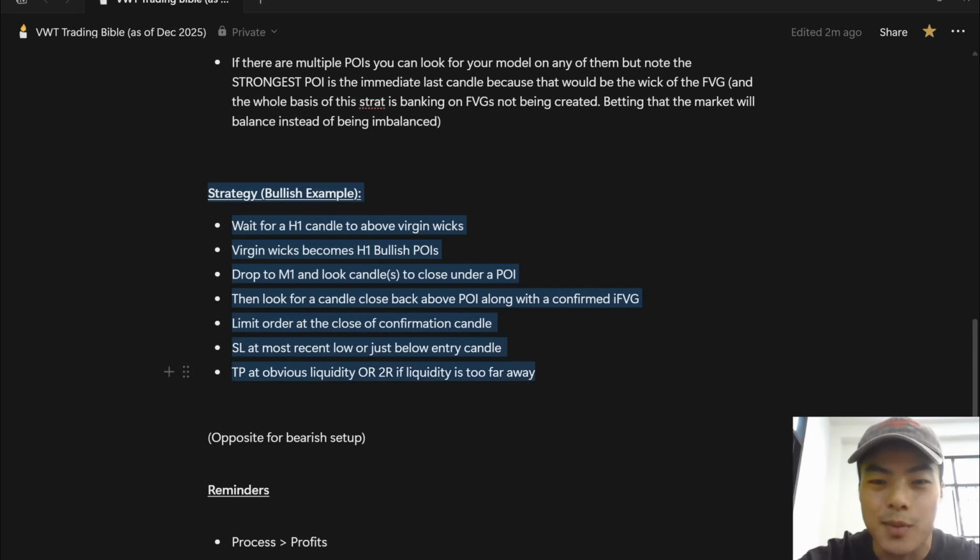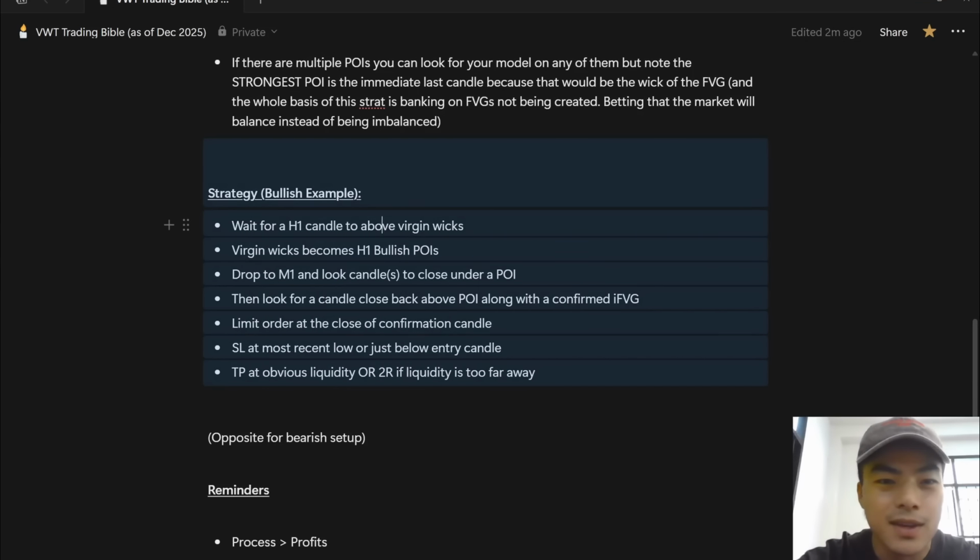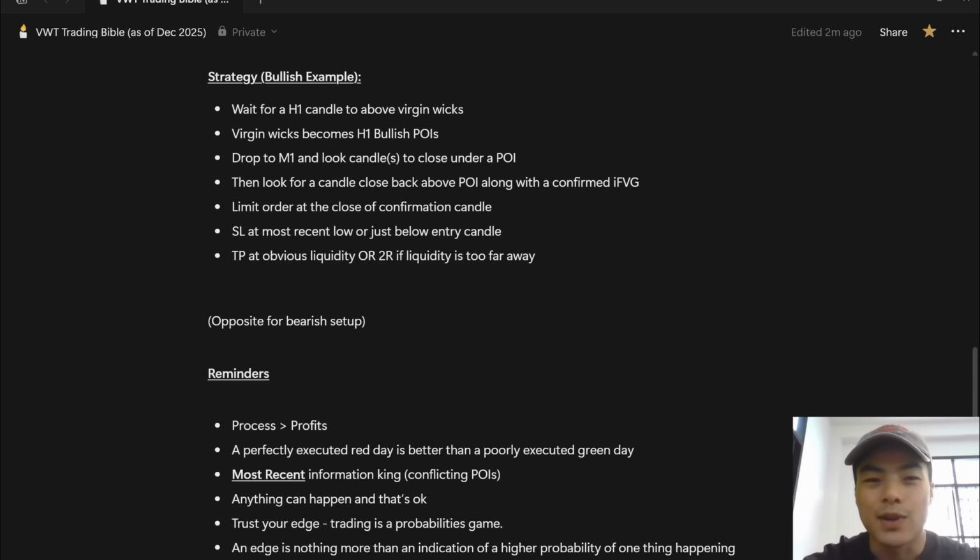Strategy we already went over, but this is just the text version of it. Wait for a candle to close above virgin wicks. This is for a bullish example. Those wick levels then become bullish POIs. Then we drop to the 1 minute to look for the candle to close below the POI. Then we look for an entry model, either an engulfing candle or an inverse fair value gap.